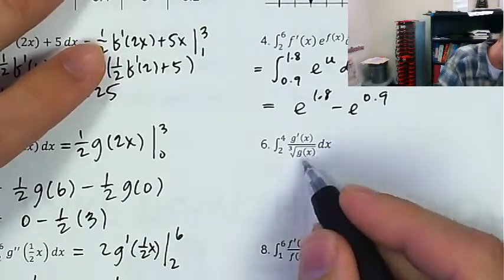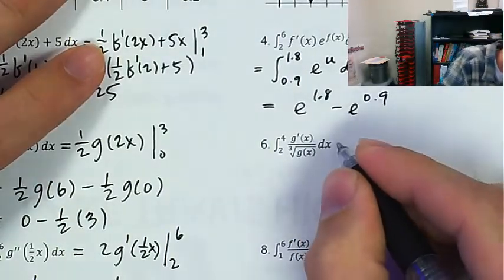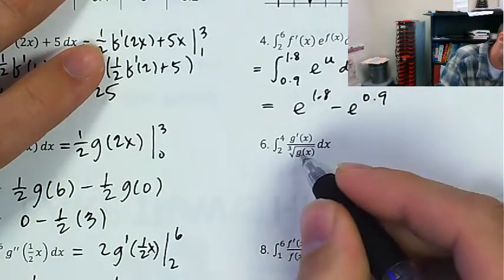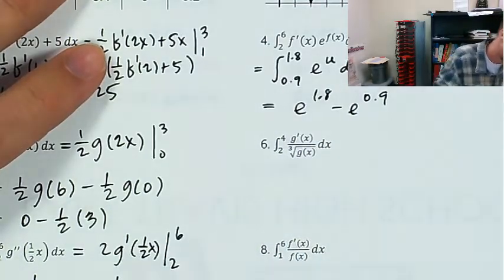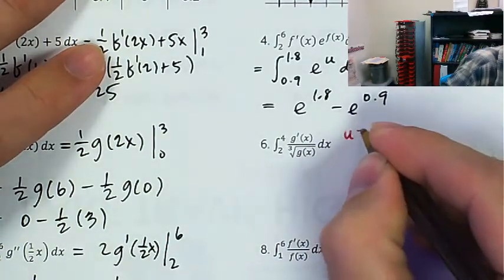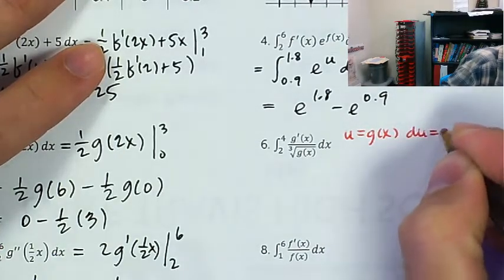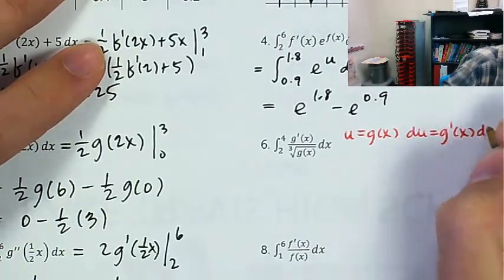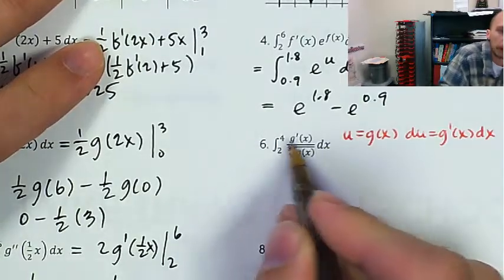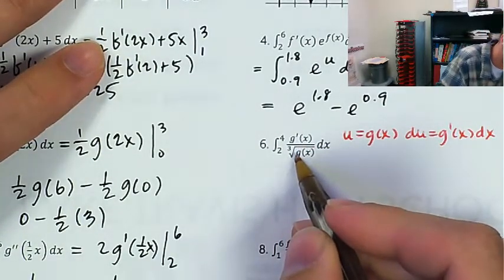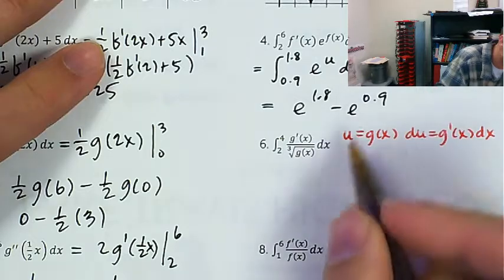All right. This one, I'm going to have to rewrite, but actually I can see that I've got a perfect match. I'm going to let u equal g of x, so du is g prime of x dx, which happens to be exactly what I have right here. So this will be good. This will be 1 over the cubed root of u, which is u to the negative 1/3 power.